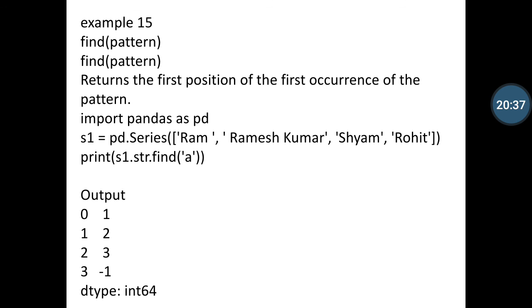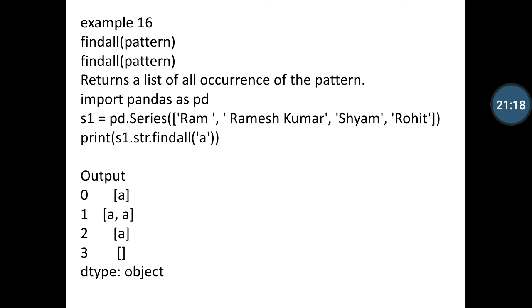After executing it, the output at the 0th position is 1. It means A is present in Ram at position 1, and A is also present in Ramesh Kumar at position 1. Shyam also has an A value, and Rohit does not contain an A value, so your answer is -1.